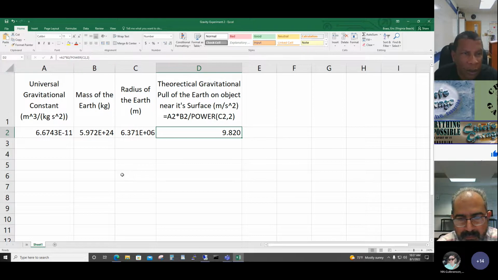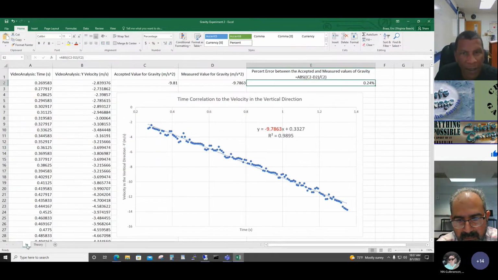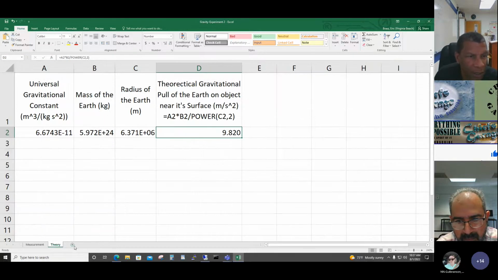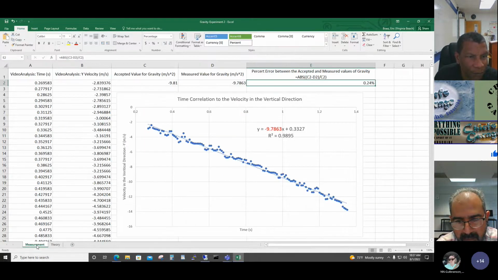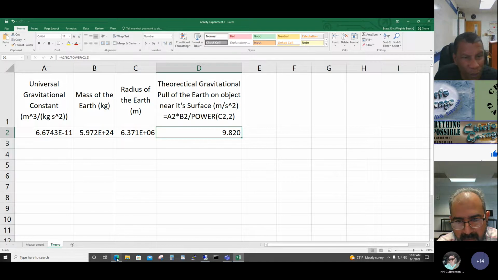Gravitational pull, because we're going to have, and I'm just going to change this sheet to theory. And then here we have our measurement. But I want to do this measurement again, and just to make the video complete.